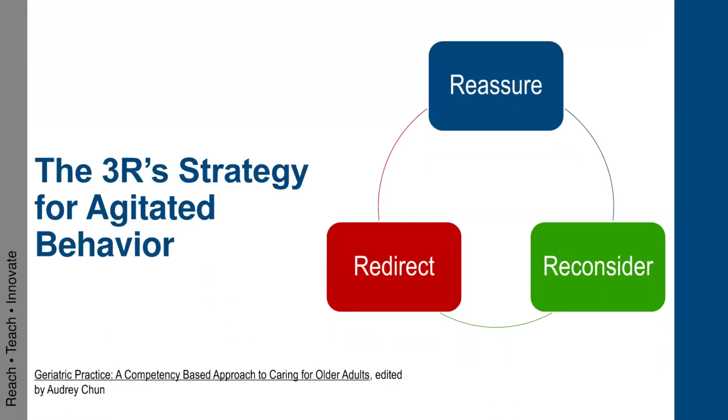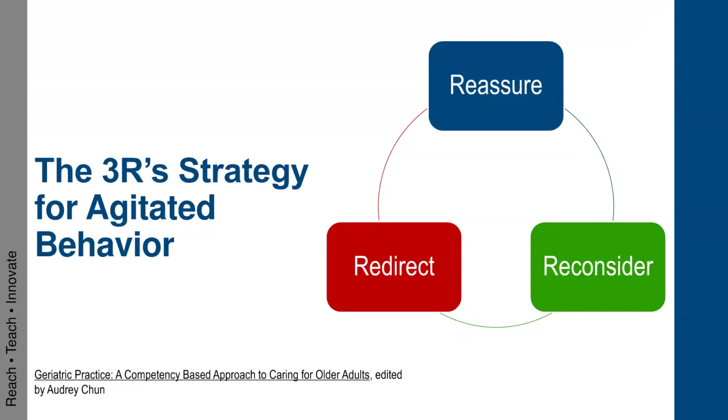The 3 R's is a great strategy for managing agitated behavior. First, reassure the patient, help them know that they're in a safe place, that they will be cared for. I often remind them that you're here in the hospital, we're here taking care of you, you've been sick, but you're getting better. Your family knows that you're here and they are coming. Just trying to help them know that they are in a safe place.